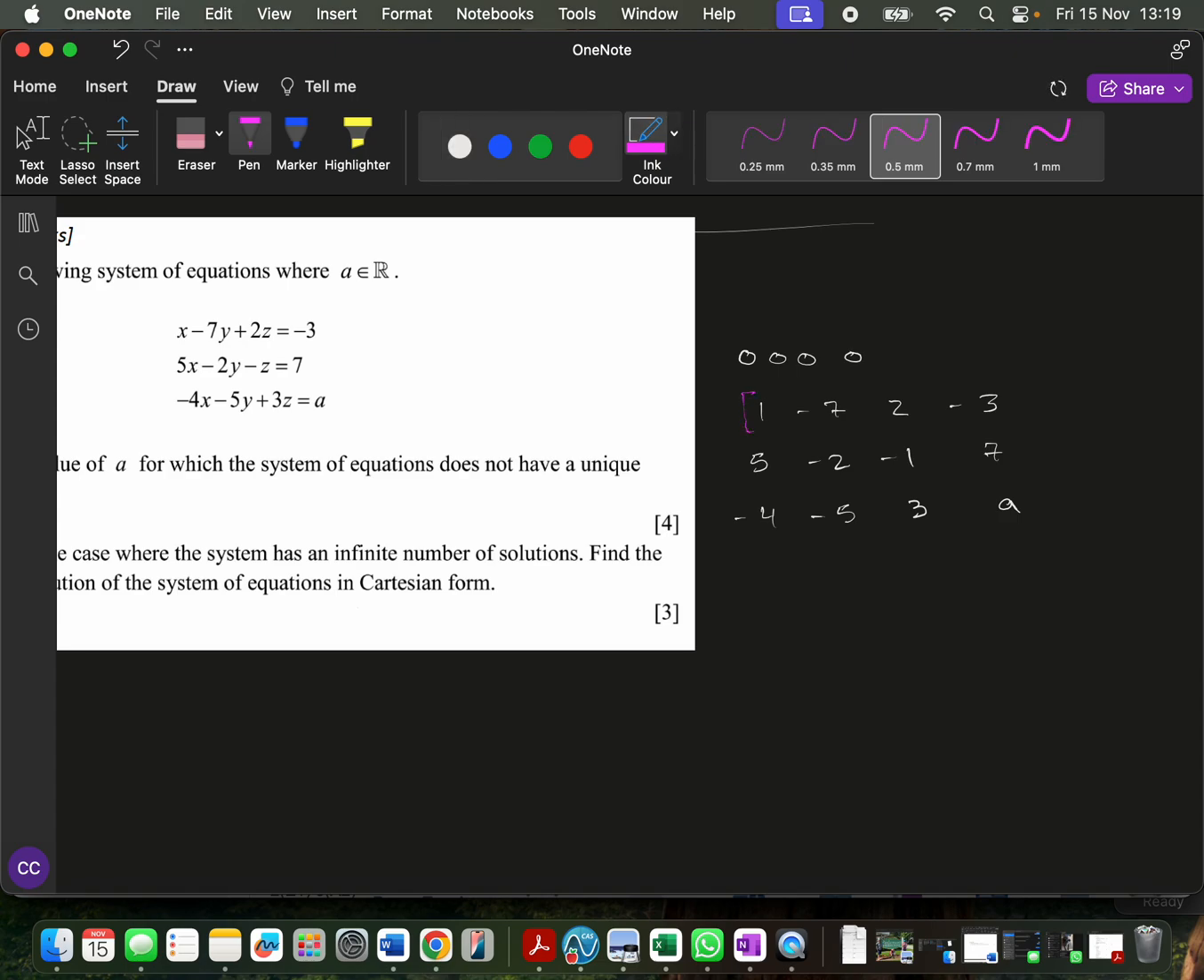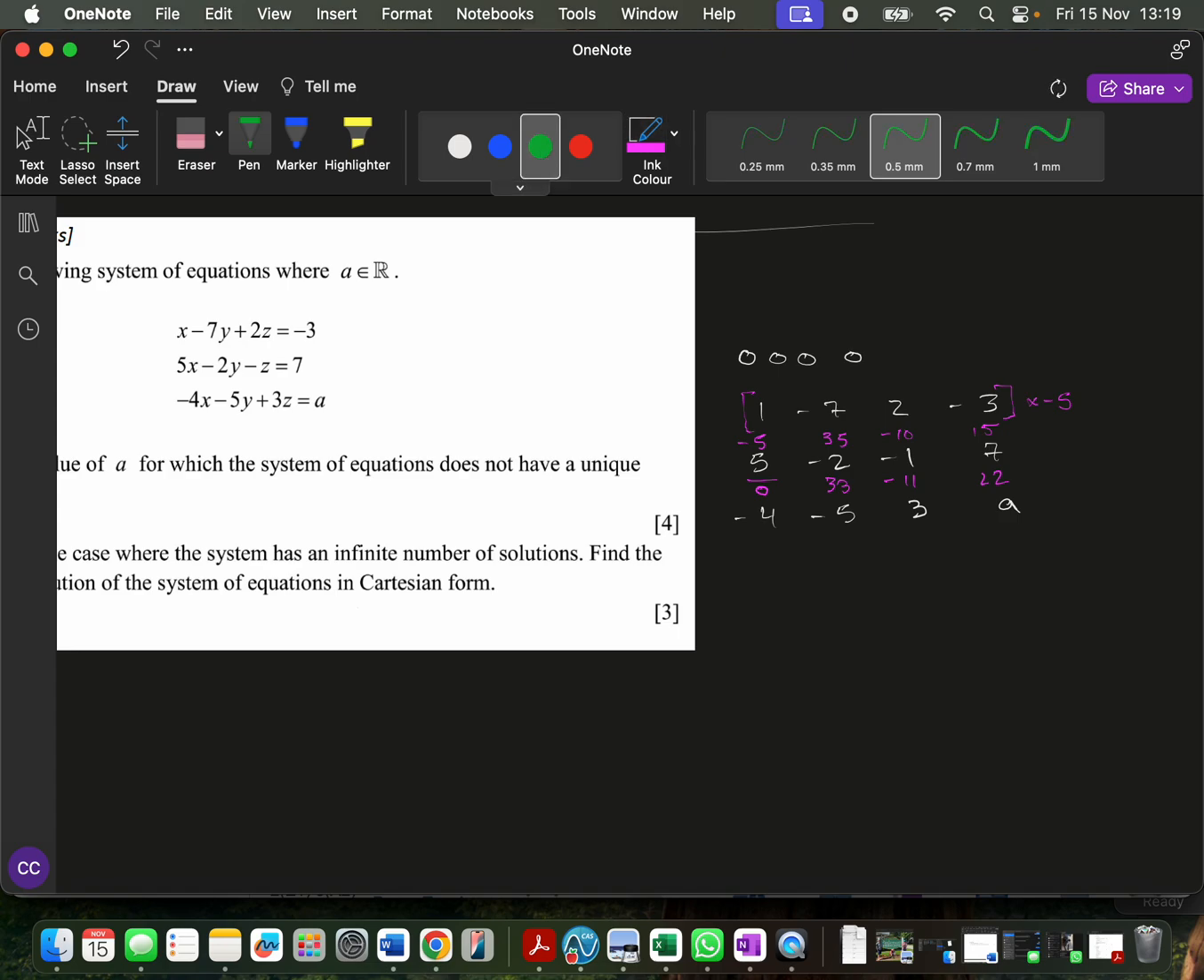My first step is, I already have a 1 there, so I'm going to multiply this by -5 so that I can get this to a 0. So if I do that, I'd have -5, 35, -10, and 15. When I add those, I get 0, which is what we wanted, 33, -11, and also 22. So that's my new second row.